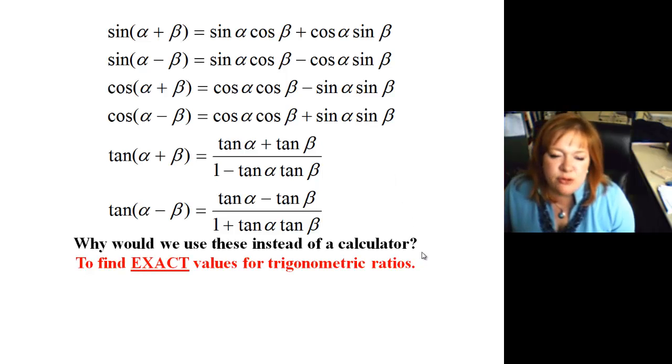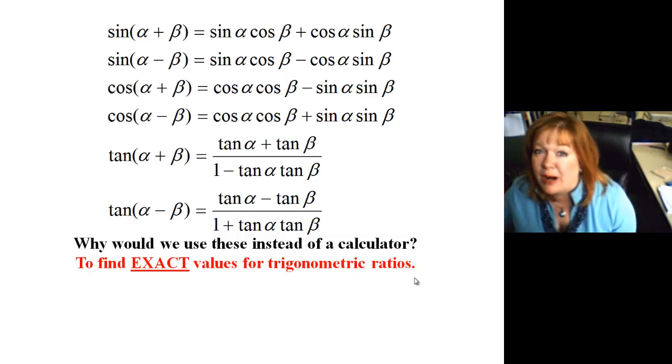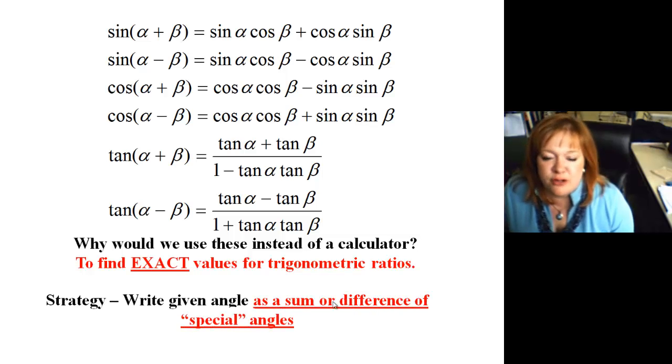Why in the heck would we use these instead of a calculator, you might ask? To find the exact values of trigonometric ratios. All math people get jazzed when we don't have to round. We want the exact value, not the rounded value. We get all tripped out by rounding our decimals because we lose accuracy. Here's your strategy. You want to write the given angle as a sum or difference of the special angles. Special angles were the ones that we just filled in, that we know the values for. They could also be, for example, 135 degrees because the reference angle is 45 degrees.